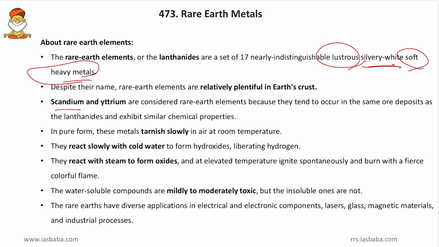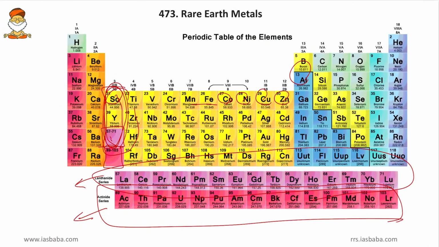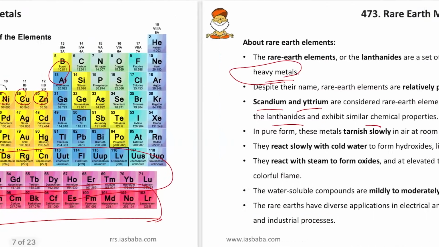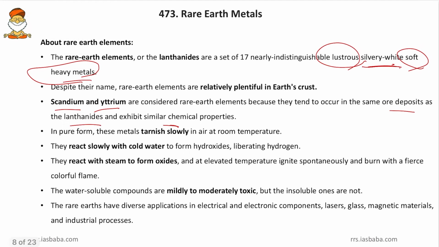Then, scandium and yttrium are considered rare earth elements because they tend to occur in the same ore deposits as the lanthanides and exhibit similar chemical properties. So, these are the scandium and yttrium atoms which are present above, and they are also included in the rare earth elements because they are available in the same ore where the lanthanides are available, and they also exhibit similar chemical properties.